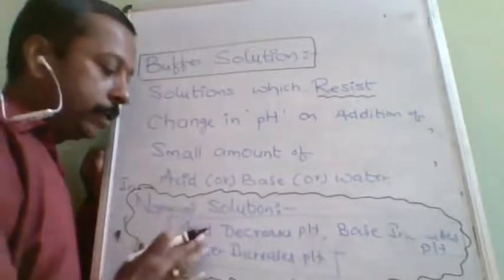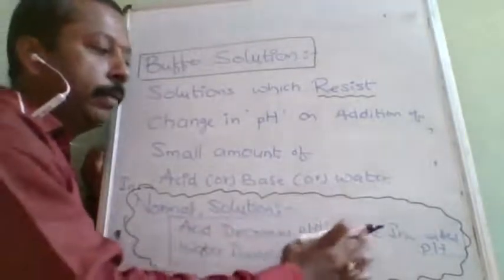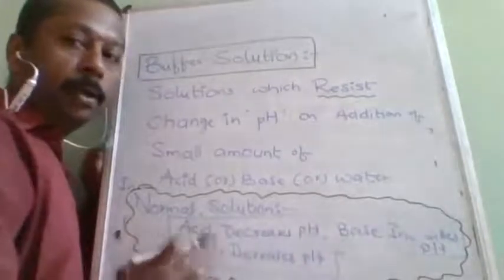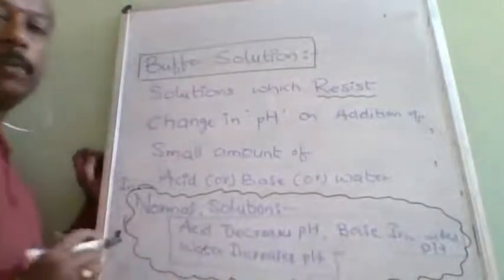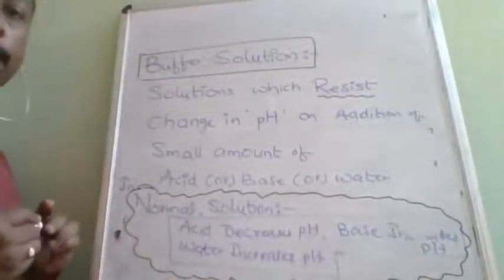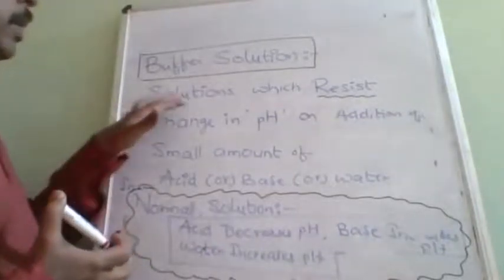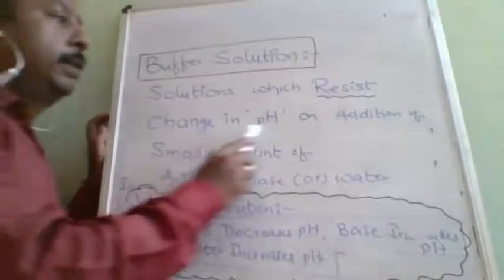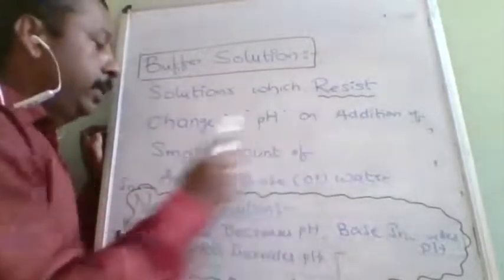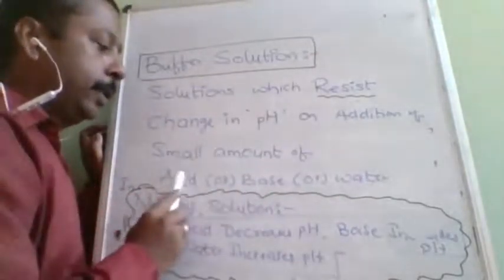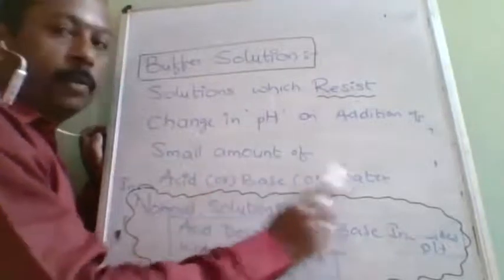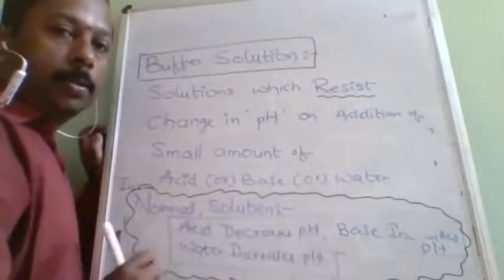When you add acid, no change. When you add base, no change. When you add water, no change. Such typical solutions are called buffer solutions. So buffer solutions are solutions which resist change in pH on addition of a small amount of acid or base or water. Okay. This is about the buffer solution.